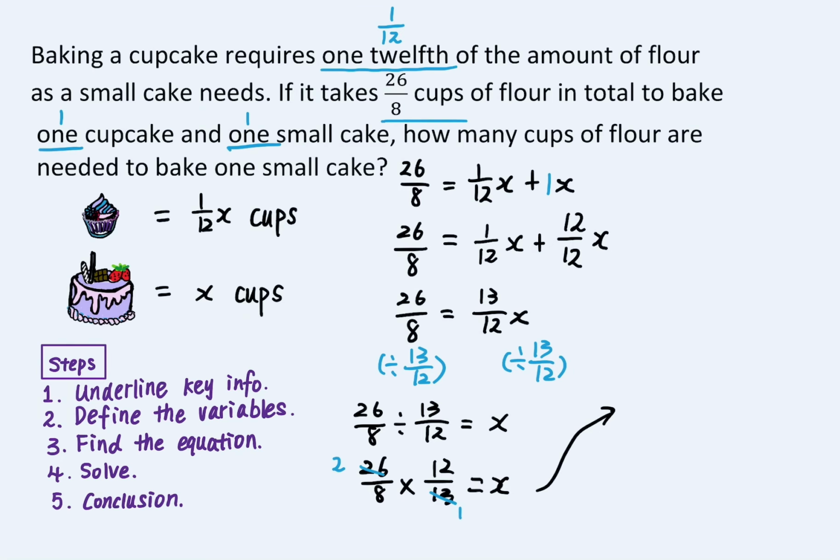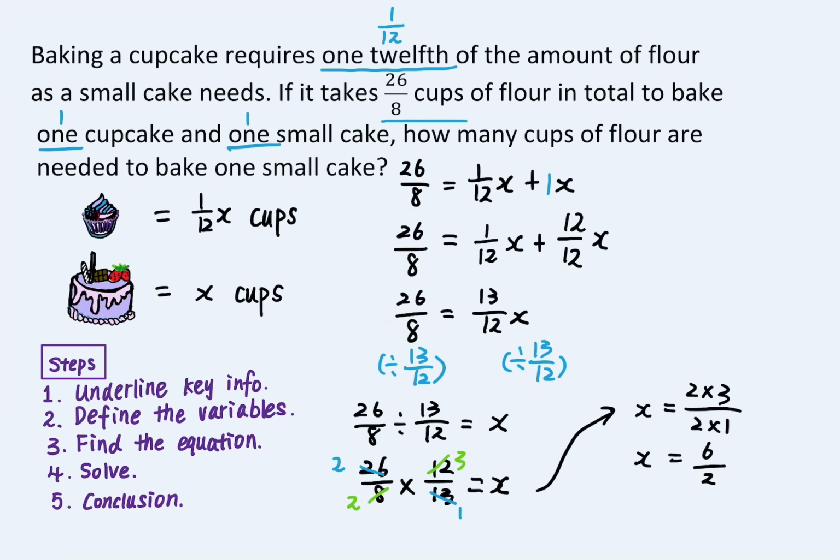Also, if I look at 8 and 12, the highest common factor is 4. So if I divide 8 by 4, I have 2. And if I divide 12 by 4, I have 3. So now x is equal to 2 times 3/2 times 1, which is equal to 6/2.